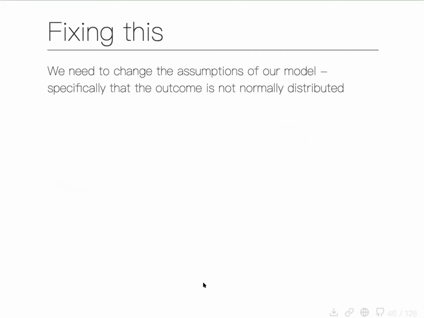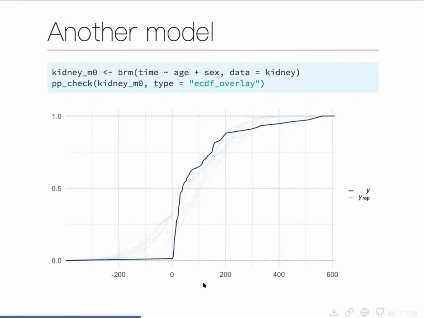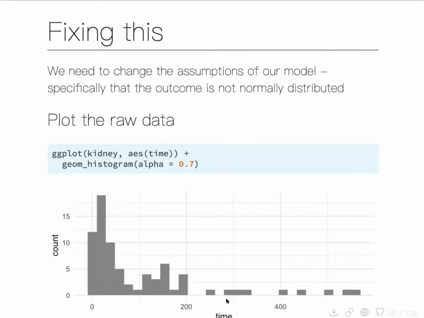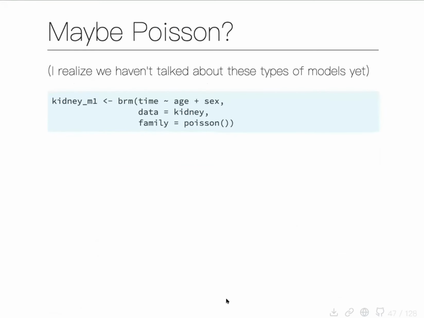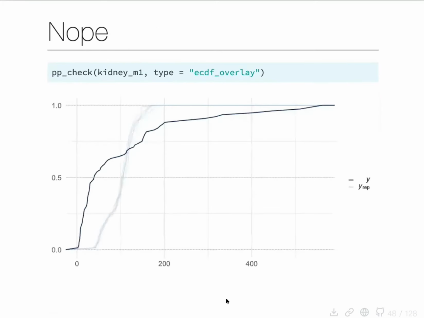So we could try fixing this by changing the distribution, okay? Because our model is not normally distributed, all right? So we could plot the raw data, and it looks like this. So we might think, okay, well, let's try something different then. Maybe we try a Poisson distribution. And I realize we haven't talked about these type of models yet. That's okay. Well, nope, that's not working either. Not at all.